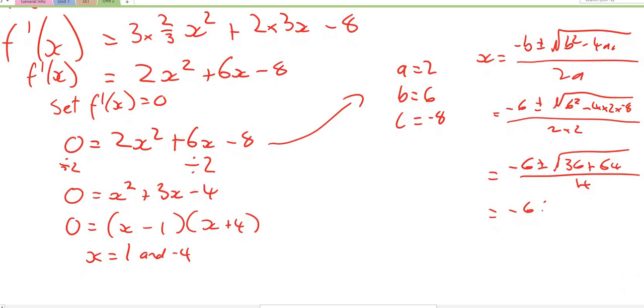-6 plus or minus the square root of 64 plus 36 is 100. 64 plus 36 is 100. And what's the square root of 100? 10. So this equals -6 plus 10 over 4, and -6 minus 10 over 4.